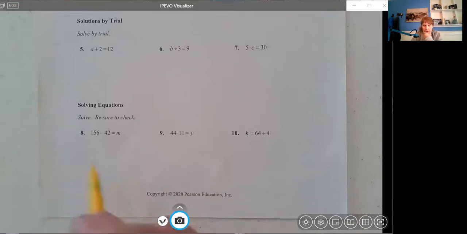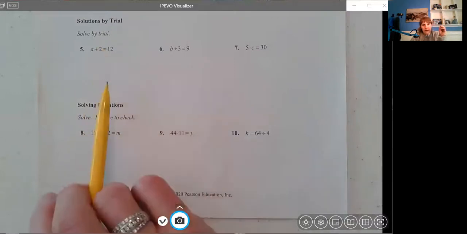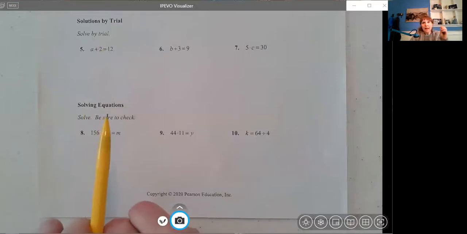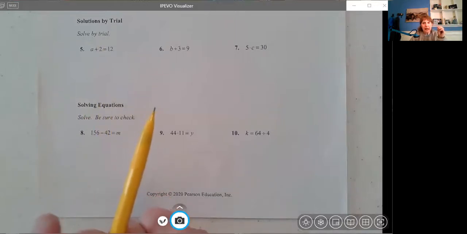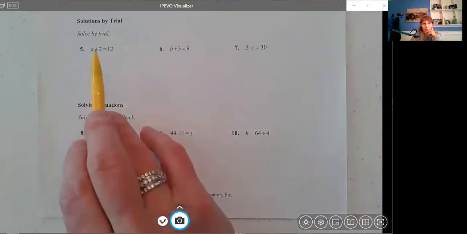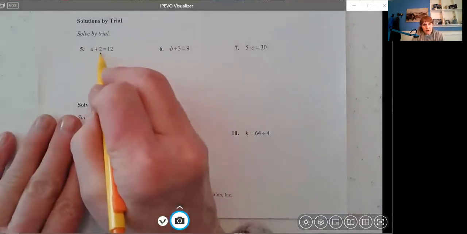And the first one here, we have a plus 2 equals 12. Our ultimate goal in a lot of the math classes is to get the variable by itself. What does a equal? And to do that, we usually get rid of what's being added or subtracted first. Now, that's not always true, and later on in the semester, we'll talk about some different things that we can do to solve. But for the most part, for the beginning of this semester, we'll be getting rid of what's being added or subtracted first. So here you have this plus 2.